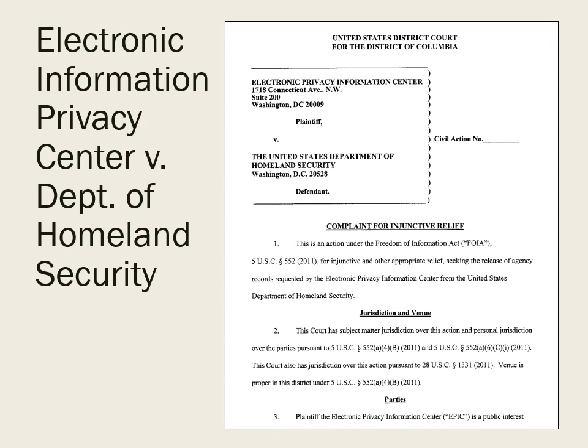So EPIC wanted to know more about this program, and it submitted the FOIA request. Homeland Security acknowledged receipt of that FOIA request, but then did nothing else. And eventually, EPIC filed an administrative appeal.